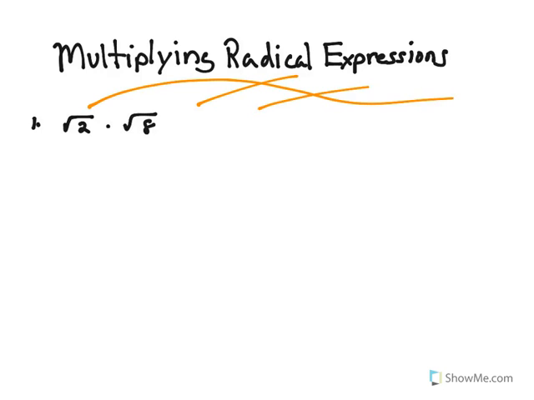In this particular video, we're going to learn how to multiply radical expressions. An easy way to do this is when you have two radicals that are being multiplied together, go ahead and multiply the two numbers under the radicand so you can get square root of 16. And then we can take the square root of 16, which is just 4.